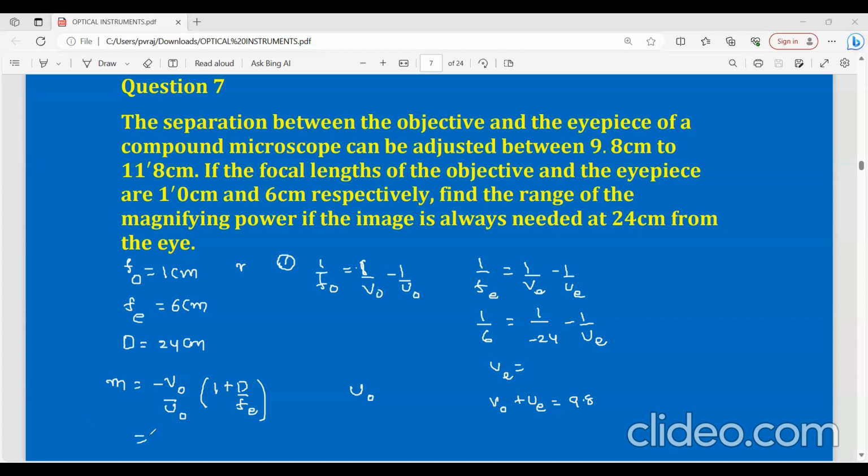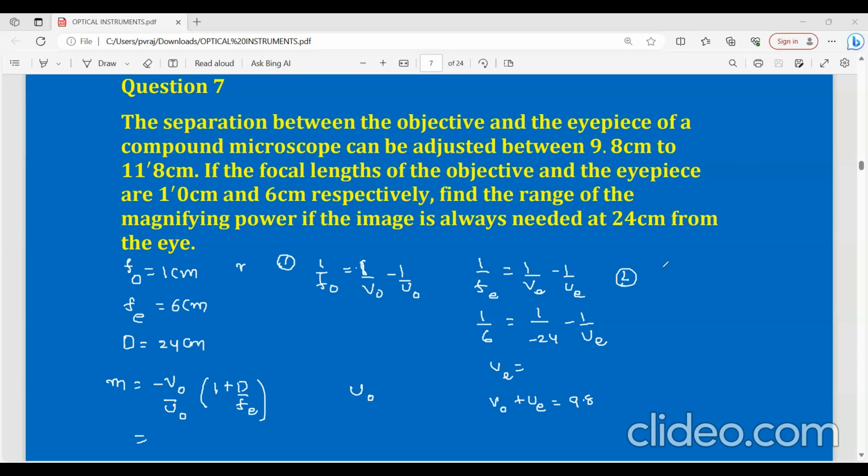Just whatever we have solved in the previous question, the similar method we have to use for 9.8 centimeters separation and separately for 11.8 centimeters separation also. So two answers you will get. Okay, then you can decide the range there. And answer given, you can just try to solve it by your own. If you really understand the previous question, definitely you will be able to solve easily.